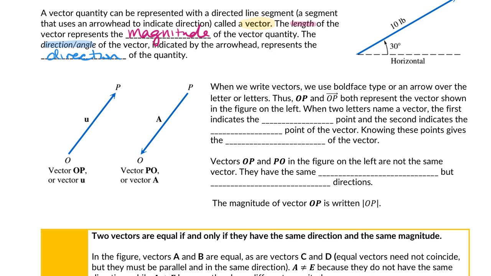If you see the two vectors I have here, vector U or vector A, they're different vectors because vector U goes from O to P. It would be called vector OP. And vector A goes from P to O. That's a completely different vector. So the direction it's going is very important when you're looking at vectors. They have the same magnitude, but they technically go in opposite directions since the letters are written backwards.